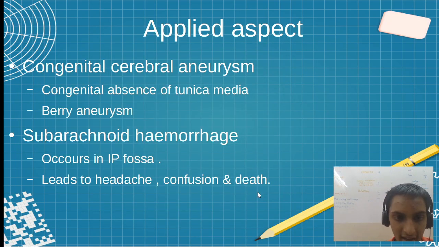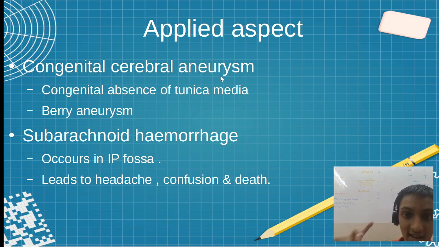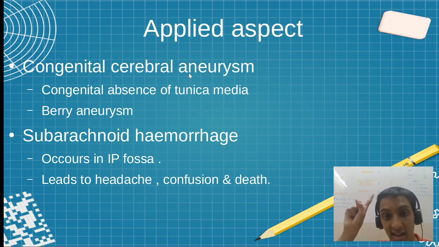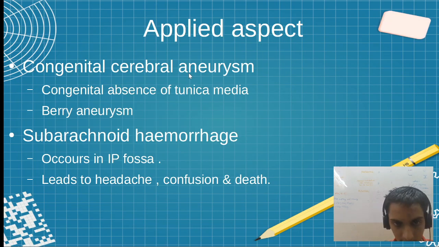Let us see the applied aspect. First is congenital cerebral aneurysm. Let's break the word. Cerebral aneurysm first. That is a rupture of the arteries. Please remember, anywhere you come across aneurysm, don't forget that it is a rupture of the artery.